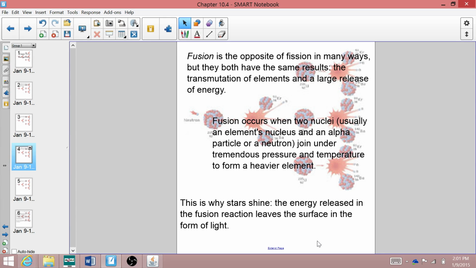The energy released in the fusion reactions inside the core of those stars leaves the surface in the form of light. Stars can fuse elements as light as hydrogen all the way up until iron. And as those heavier nuclei are being made from the lighter ones through the process of fusion, the energy is released in the form of heat and light.